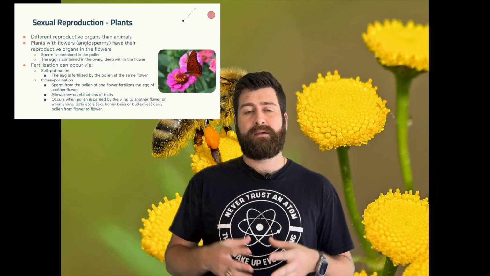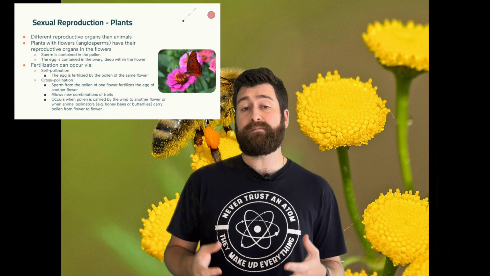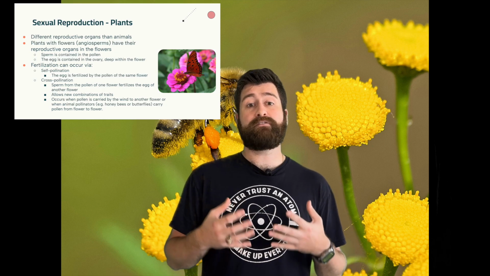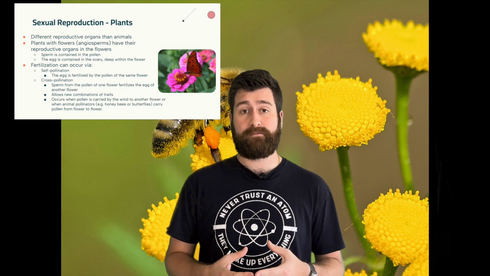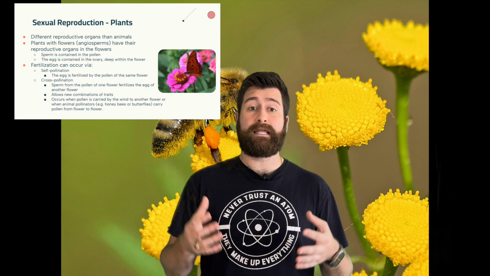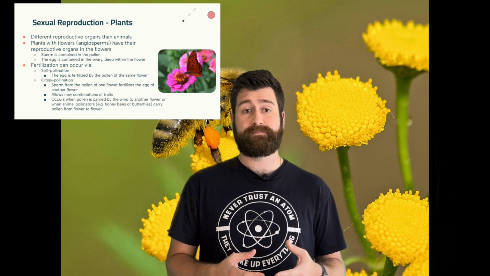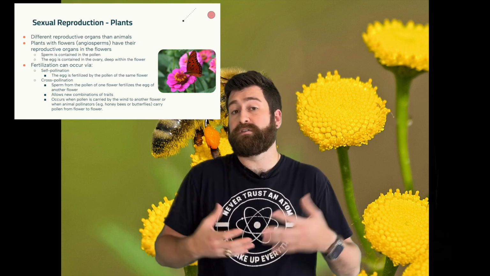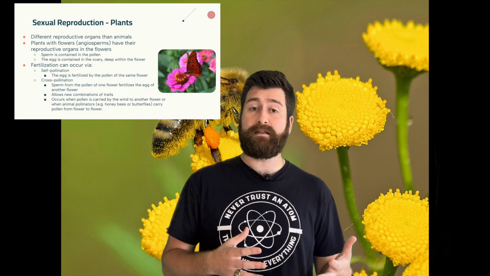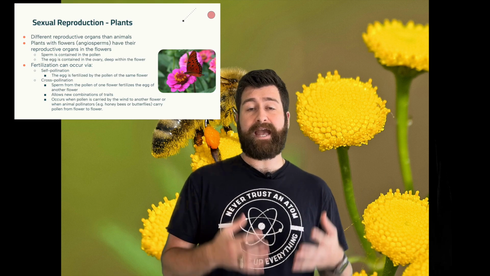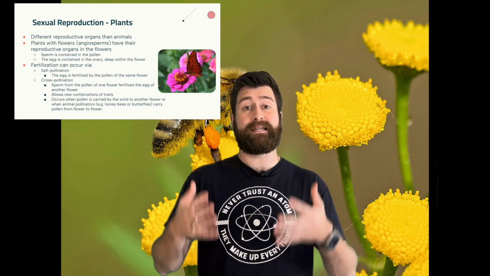Enough about humans, let's move on to sexual reproduction with plants. Plants have different reproductive organs than animals do. Plants with flowers, which are also called angiosperms, have their reproductive organs in the flower themselves. Sperm is contained in the pollen, and the egg is contained in the ovary deep within the flower itself. So fertilization of a plant, or specifically of an angiosperm, can occur via self-pollination or cross-pollination. Self-pollination is where the egg is fertilized by the pollen of the same flower. Like the name suggests, a plant is pollinating itself.